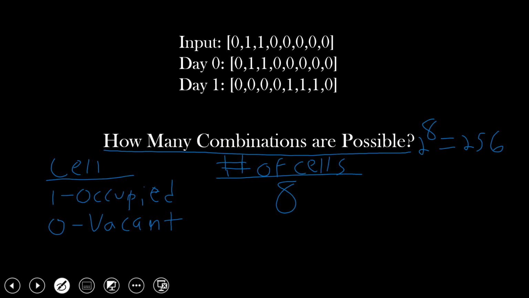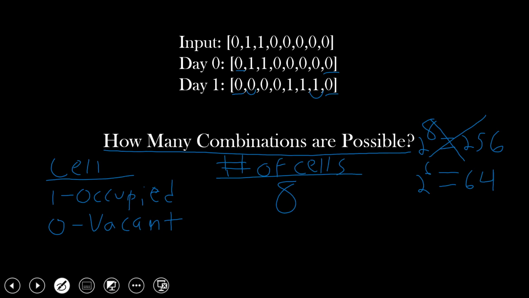But that's actually kind of misleading, because if you think about it, our first cell and our last cell on any given day will always be 0 no matter what, because they only have at most one neighbor. So we know that the first cell and the last cell will always be 0. So rather than 2 to the 8th, we can bring this down to 2 to the 6th. We know 2 to the 6th is 64, so 64 total combinations.